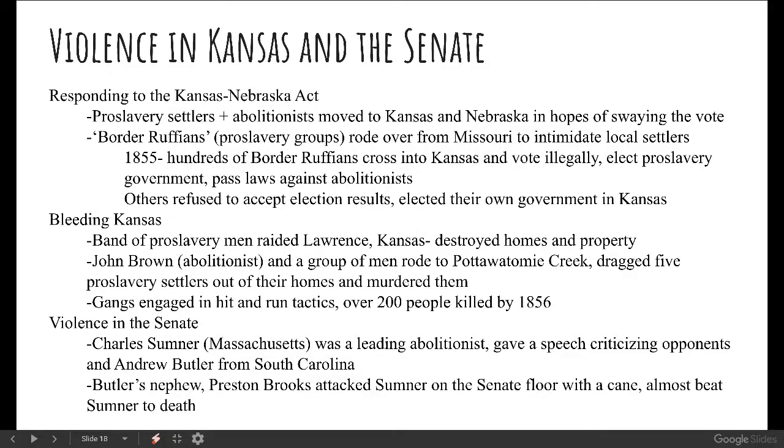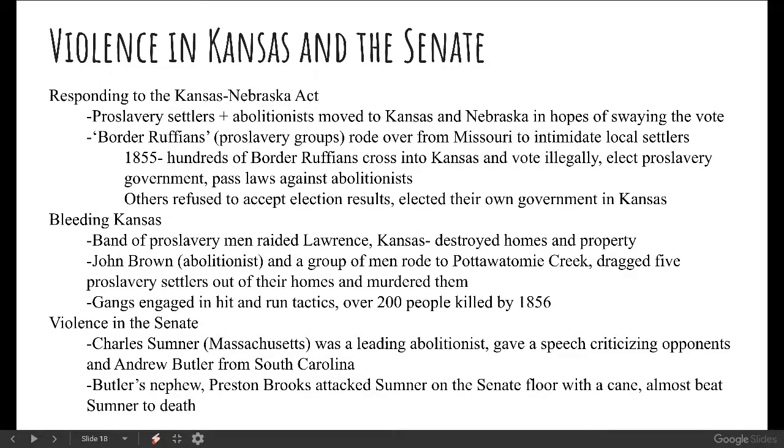And of course, people who were abolitionists refused to accept the election results because they knew that those people voted illegally. And so they decided to elect their own government in Kansas. So we have these two rival governments happening and a lot of chaos associated with that. So we get this outbreak of violence, and Kansas comes to be called Bleeding Kansas.